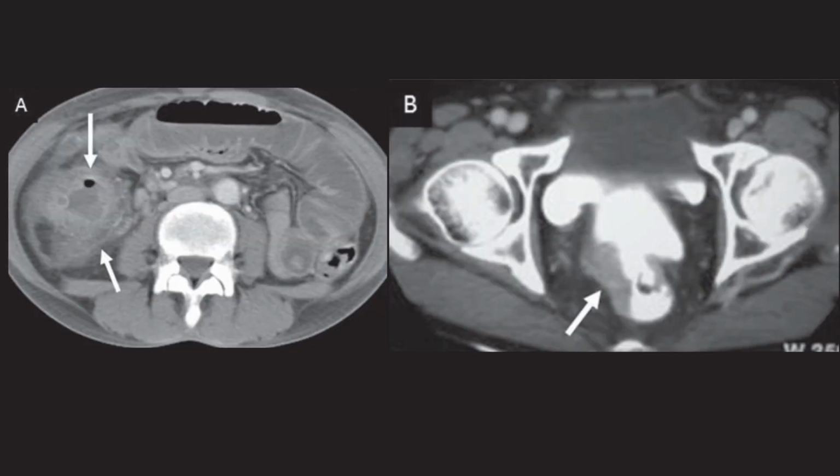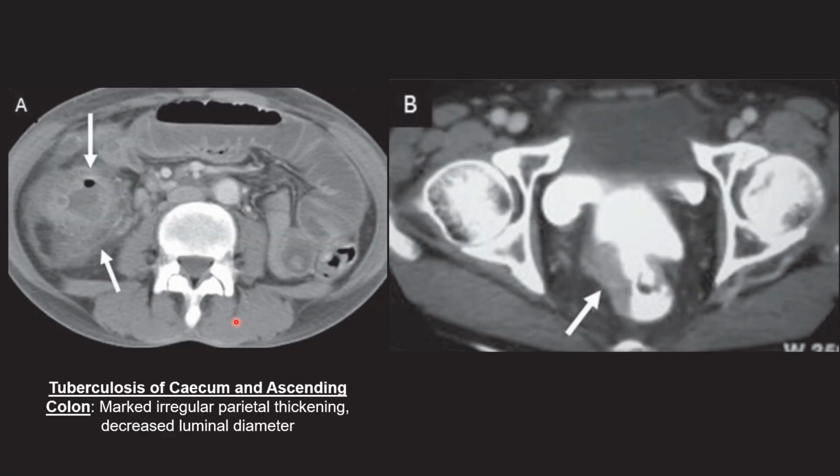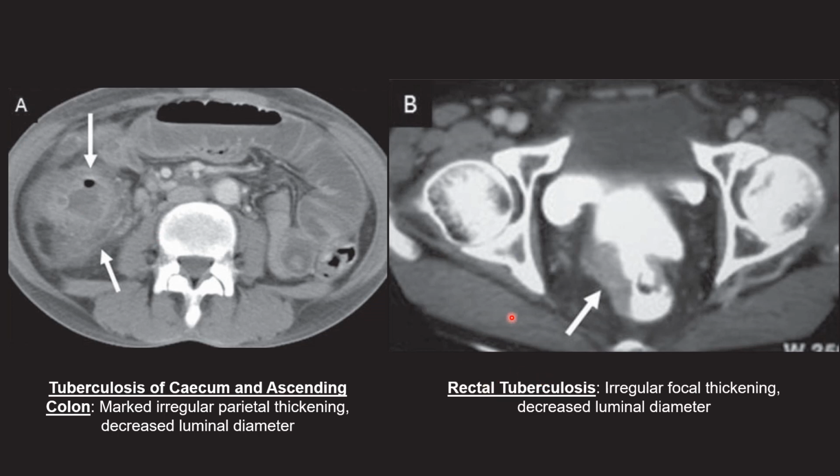Can you see in this case? There is tuberculosis of the cecum and ascending colon. Cecum and ascending colon, marked irregular parietal thickening is there with decreased luminal diameter. Tuberculosis of cecum and ascending colon. And rectal tuberculosis, which is actually very rare. There is irregular focal thickening with decreased luminal diameter. This is a very rare finding, rectal tuberculosis.